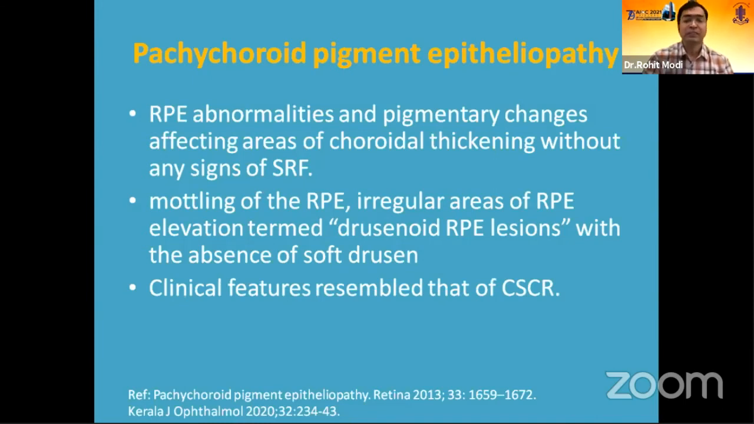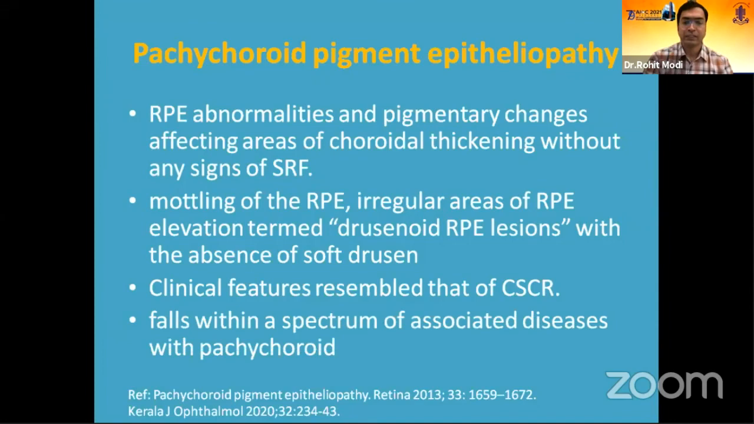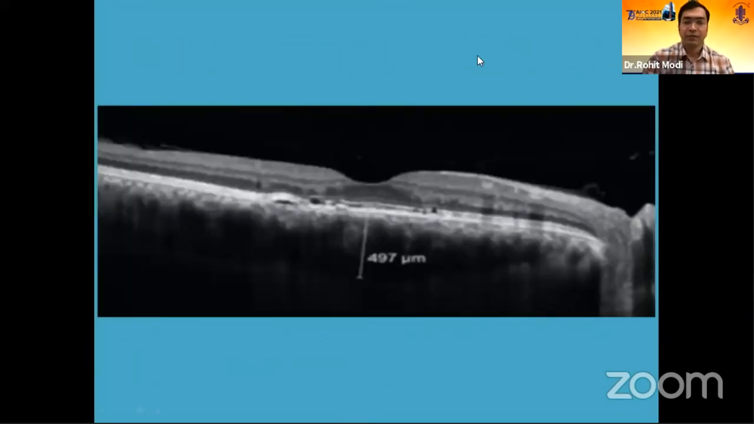The clinical features do resemble that of CSR. Sometimes these patients are falsely labeled as patients with age-related macular degeneration. It falls in the spectrum of pachychoroid. Here we can see the RPE monitoring and the changes which are denoting PPE.